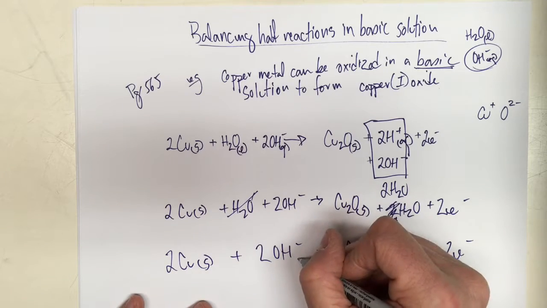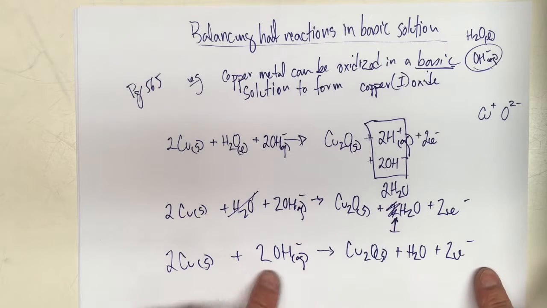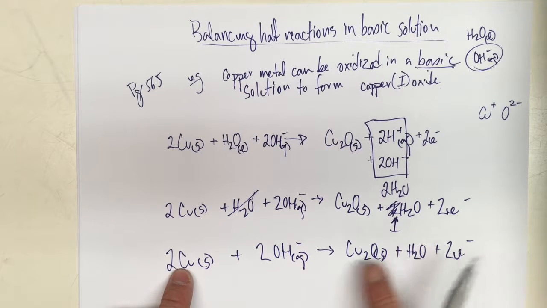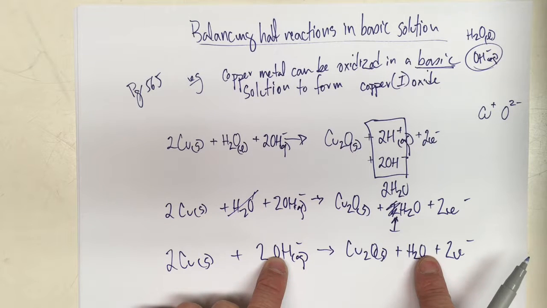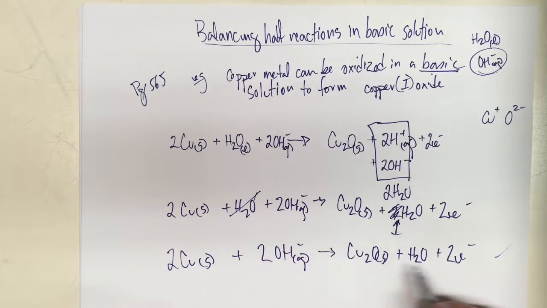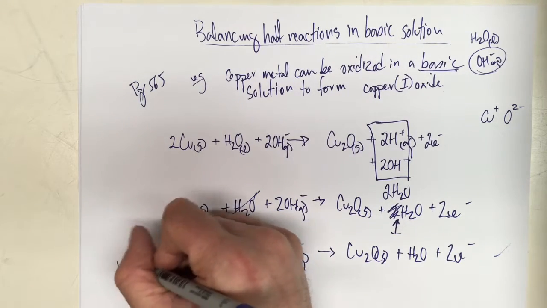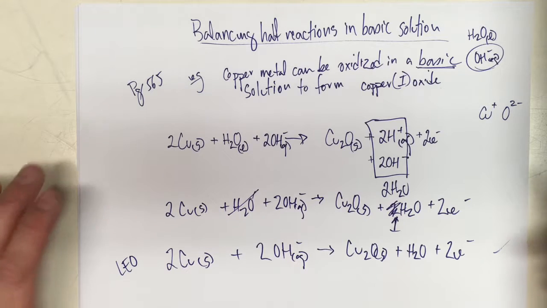If I go back and double check, I should have a balanced charge, 2 negative, 2 negative. I have 2 coppers, 2 coppers. I have 2 oxygens, 2 oxygens, and 2 hydrogens and 2 hydrogens. So this is balanced. And since the electrons are a product, this is losing electrons, it is oxidized. Copper is being oxidized to become copper 1 oxide. And that's the balanced reaction.